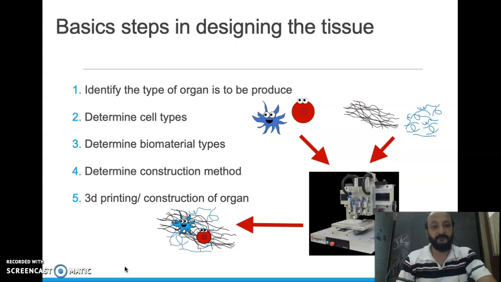The basic steps: identify the type of organ to be produced, then the cells you want to add in the organ, then the biomaterial used to make the organ, then determine the construction material, and the last step is to construct the organ.